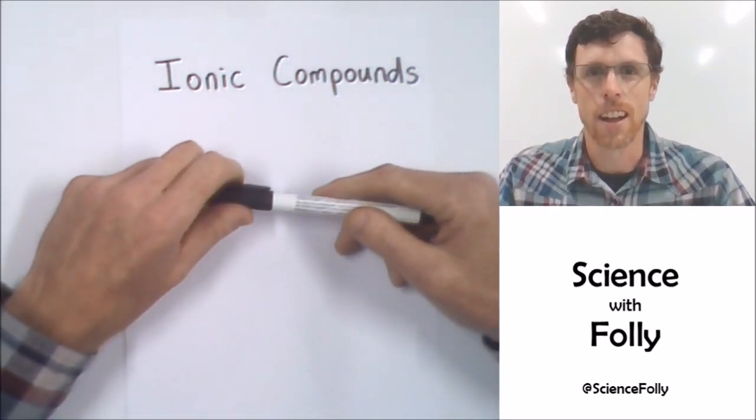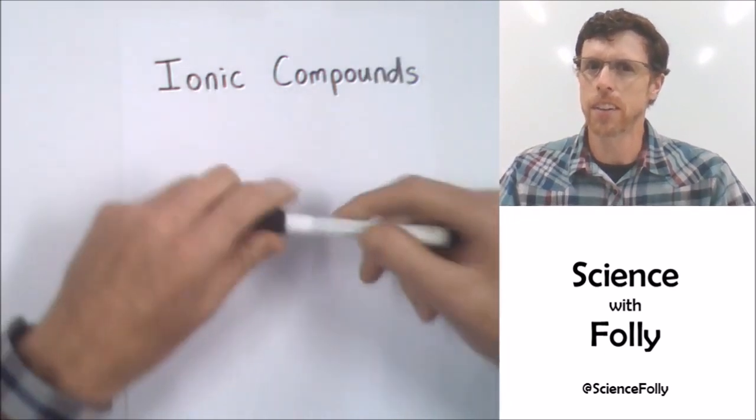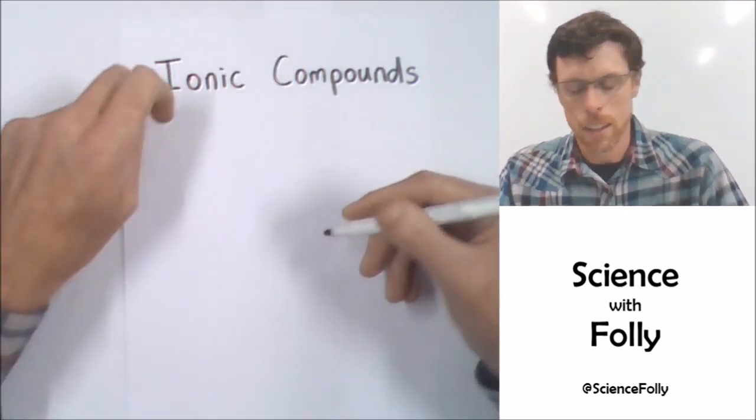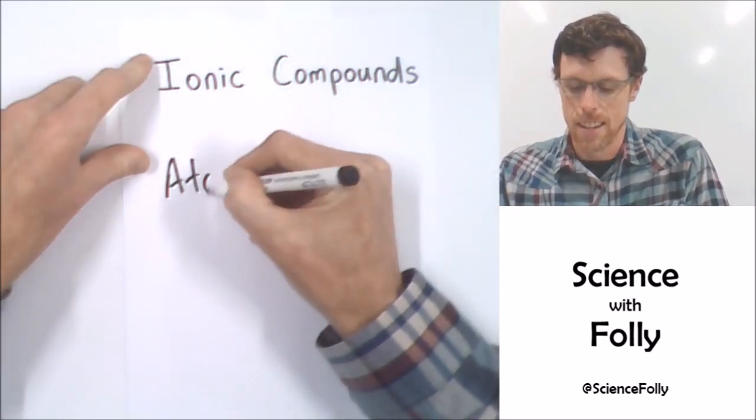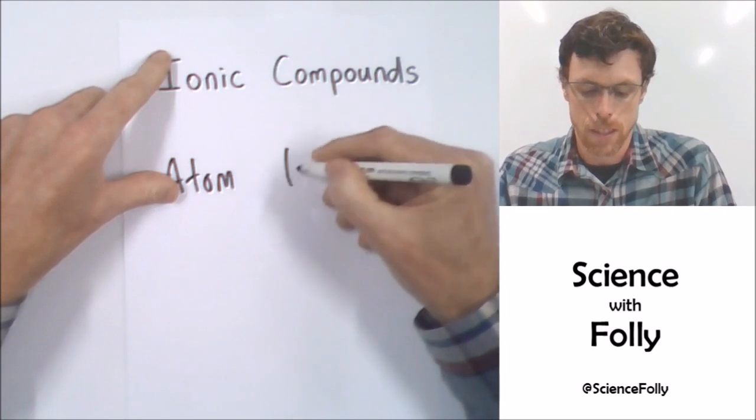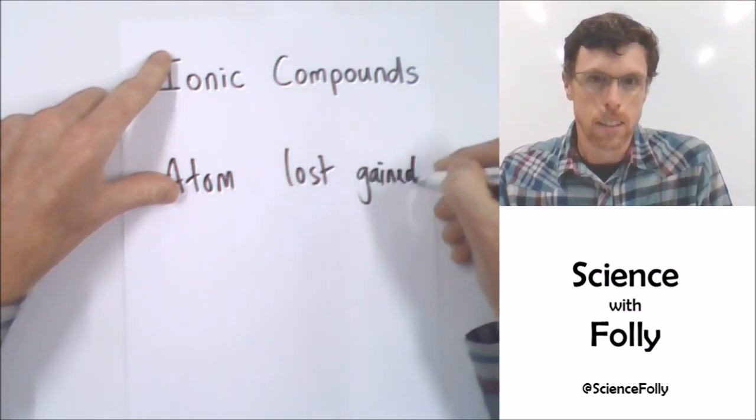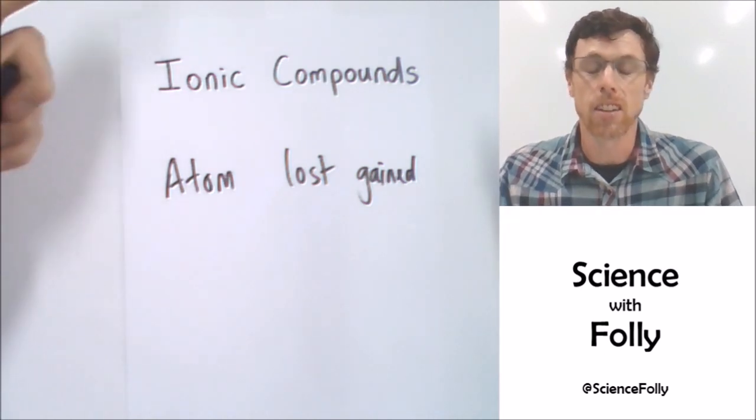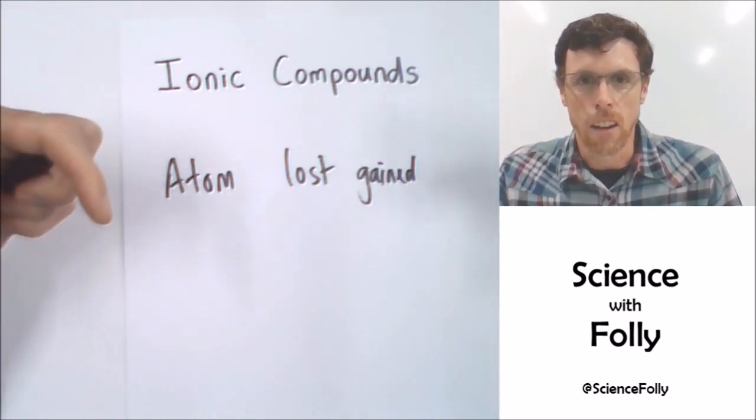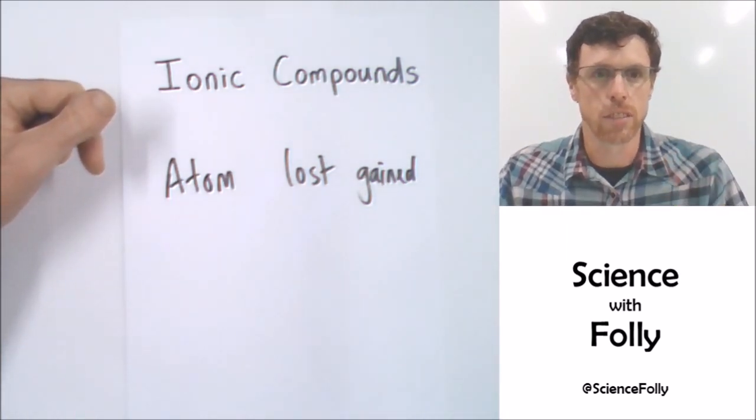Today we are looking at ionic compounds. Firstly, we have to figure out what an ion is before we get too much further. And remember, an ion is an atom that has lost or gained. What is it lost or gained? It lost or gained electrons. And by doing so, an ion ends up with a positive or a negative charge.